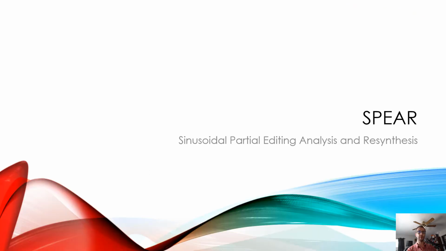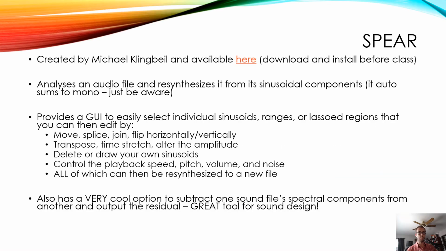So we'll start with SPEAR, the Sinusoidal Partial Editing, Analysis, and Resynthesis program. It was created by Michael Klingbel, and it's available online, so make sure you've got that ready to go before class. The way that it works is that it analyzes an audio file and resynthesizes it from the sinusoidal components after you've edited them. Just be aware that it auto-sums a stereo file to mono, so it is best to work with mono files from the start.